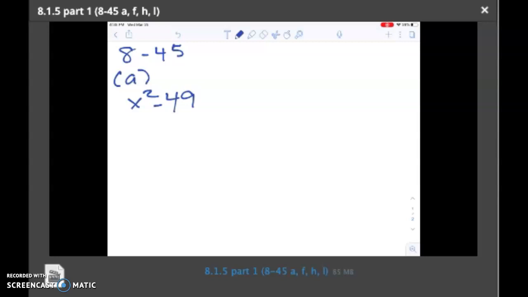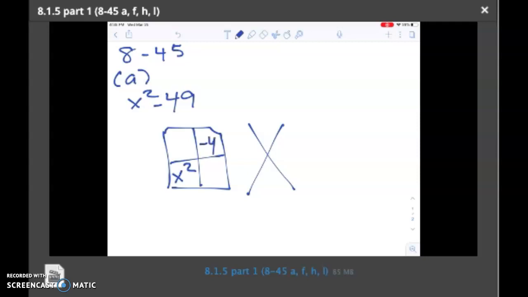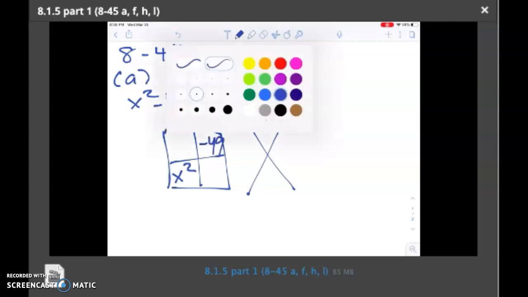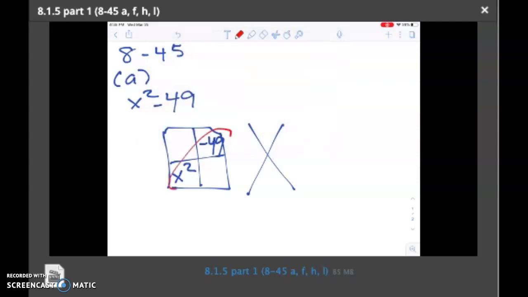So we have the quadratic expression x squared minus 49. I'm going to go ahead and set up my generic rectangle and my diamond. My x squared terms are going in the bottom left-hand corner. My ones are going in my top left-hand corner. I'm going to multiply those together to get the top of my diamond. So that gives me negative 49 x squared.